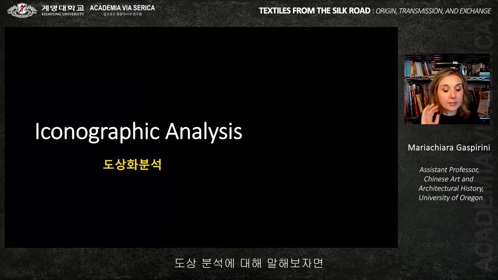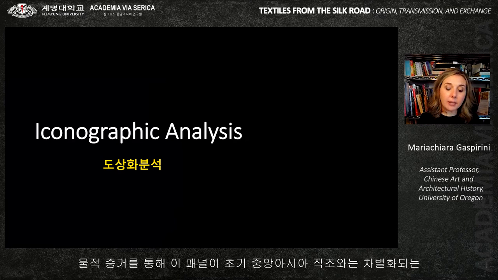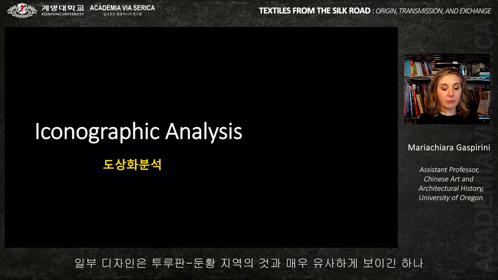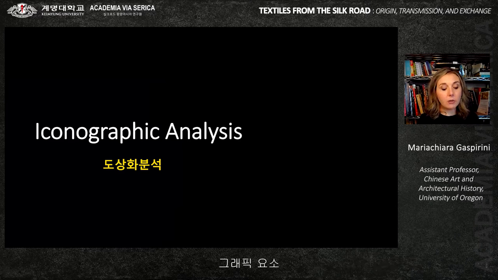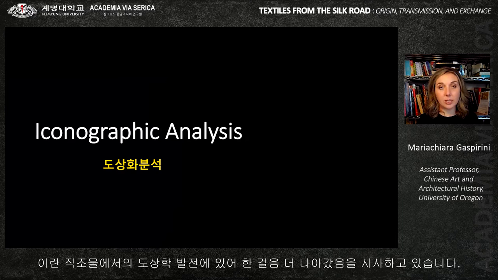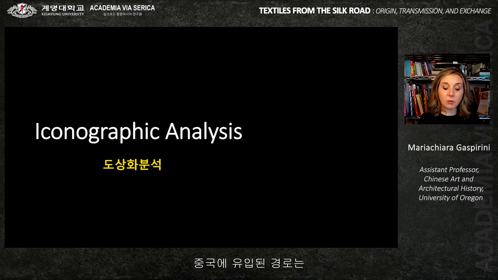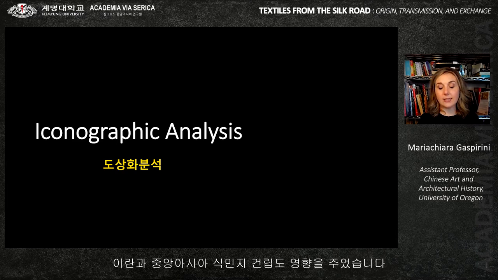Regarding the iconographic analysis, the material evidence made it clear that the panel was part of a unique textile production that differed from those developed earlier in Central Asia. Although some of the motifs appear very similar to those on the fragments from the Turfan area, the overall combination of the graphic elements, the color palette, as well as the thickness of the fabric suggests a further step in the development of the Iranian iconography on weft-based compound that had begun centuries earlier in Central Asia, and that in China was acquired through the arrival of foreign monks, merchants, and artisans, and the establishment of Iranian and Central Asian colonies.